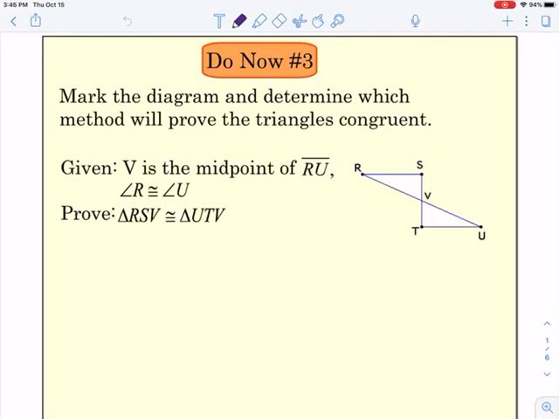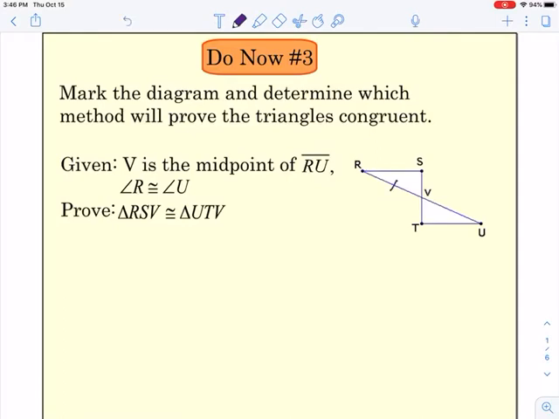For do now number 3, we want to mark the diagram and determine which method will prove the triangles congruent. So for our given, we have V is the midpoint of RU. That means that RU is getting cut into 2 congruent pieces, which means that RV is going to be congruent to VU. You're also given that angle R is congruent to angle U.